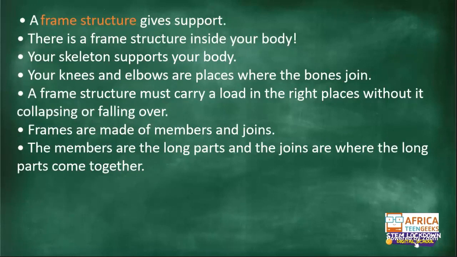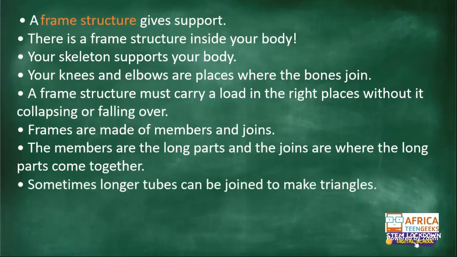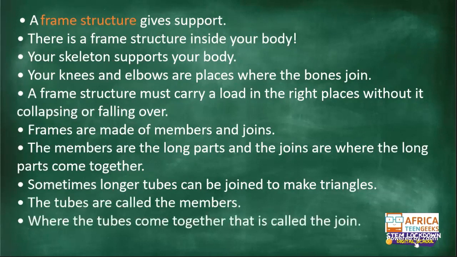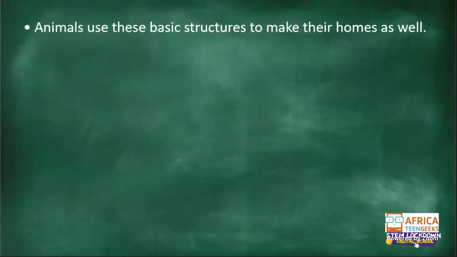Like I just mentioned, members are the long parts, and the joints are where the long parts come together in this type of structure. Now, if we look at materials, some longer tubes can be joined to make triangles. And then those tubes are called the members, and where the tubes come together, it will be called a joint. Like the finger as well, good Taryn. Guys, we are going to move on to the next slide.